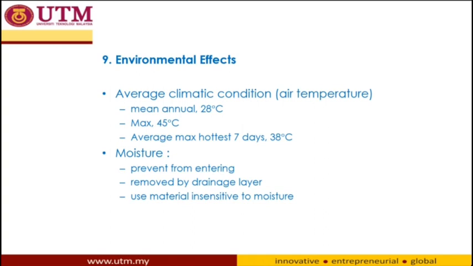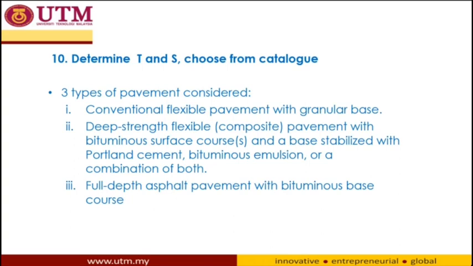So after considering all the factors and completing all the calculations of the T for traffic class and S for the subgrade strength, then we can choose the pavement thickness from the catalogue, just like what we have learned in Road Note 31. Simple, right? So the catalogue considers 3 types of pavements, which give us more options to be selected for the design.